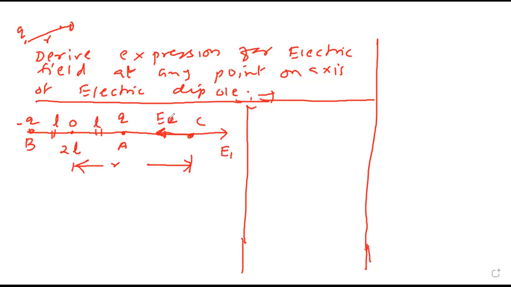Whenever two vectors are in opposite directions, what is the result, add or subtract? Subtract. If they are in the same direction, then add. If they are inclined by any angle, then we take the parallelogram. Yes, cos theta also. That means it is the root of E1 square plus E2 square plus 2 E1 E2 cos theta.